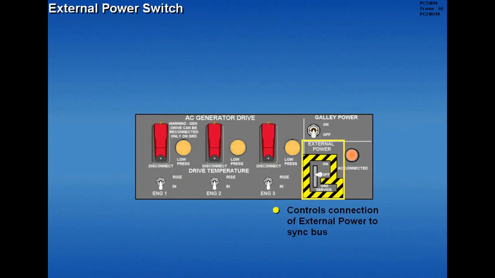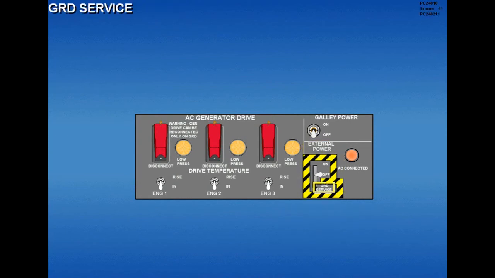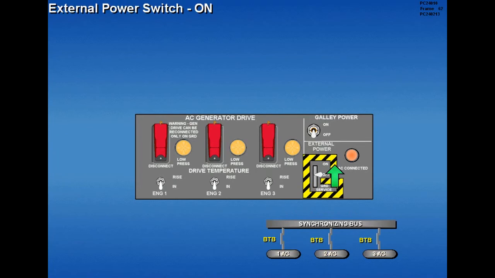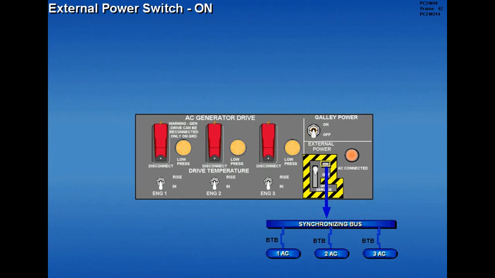The external power switch controls the connection of external power to the sync bus. The ground service position provides power for limited ground service operations by powering the AC transfer bus without powering the sync bus. The battery charger also operates when ground service is selected. With all three bus tie breakers closed, moving the external power switch to on connects power to the sync bus, which distributes power to the main AC buses.